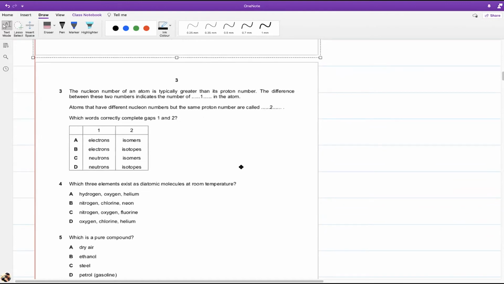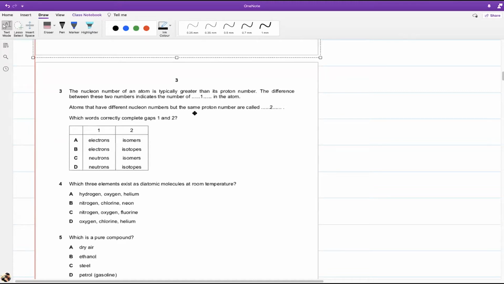All right, moving on. The nucleon number of an atom is typically greater than its proton number. The difference between these numbers indicates the number of what in the atom? The number of neutrons in the atom. There is one atom which has the same proton number and nucleon number. Which one is that? Hydrogen. Hydrogen has 1 proton number and the same mass number. Why is that? Because it doesn't have any neutrons. That is why it's like that.